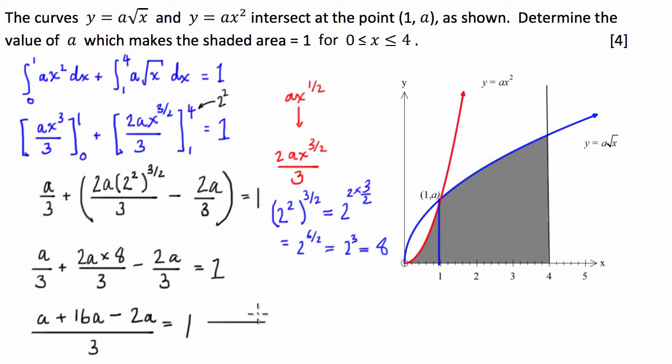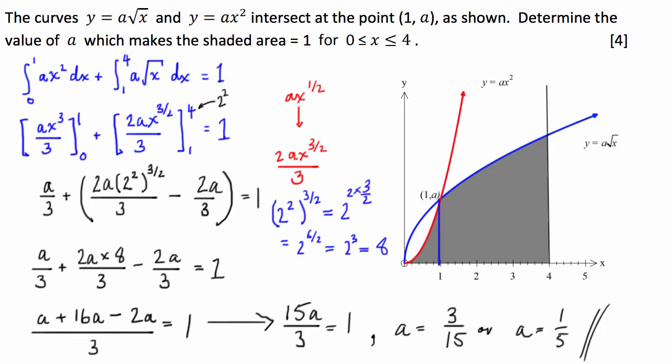Now from here, what we're going to have is a plus 16a is 17a, minus 2a is 15a on 3. So therefore a is going to be equal to 3 on 15, or if we simplify it, a is going to be equal to 1 on 5. Cool. So this is a 4-mark question, guys.